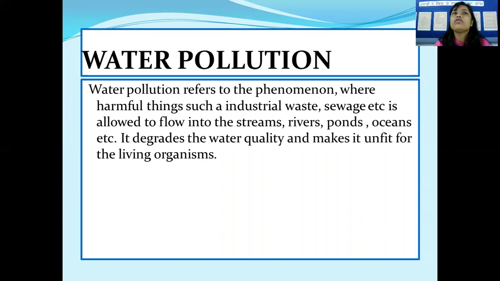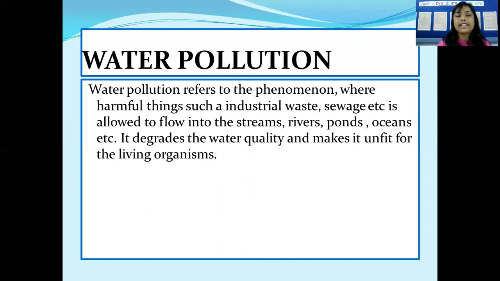See, the solutions of soil pollution could be that we can avoid the usage of pesticides. We could better use humus and organic manure, right?